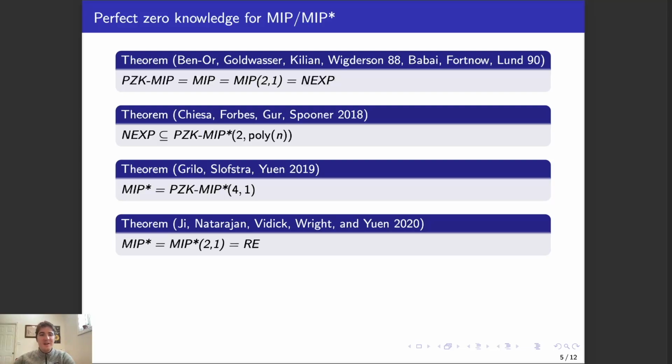Then in 2019, Grilo, Slofstra, and Yuen showed that MIP* is contained in perfect zero-knowledge MIP* with 4 provers and 1 round of interaction using a technique called simulatable codes.